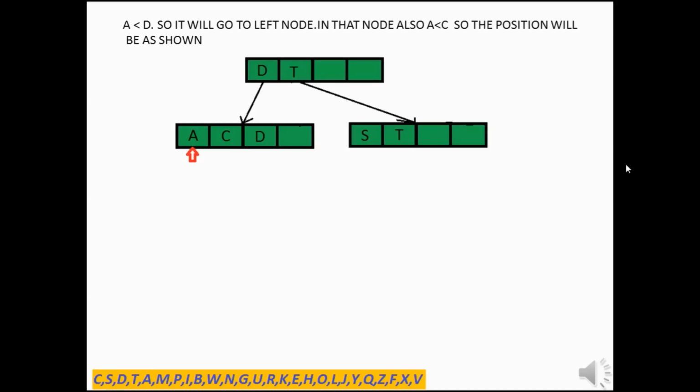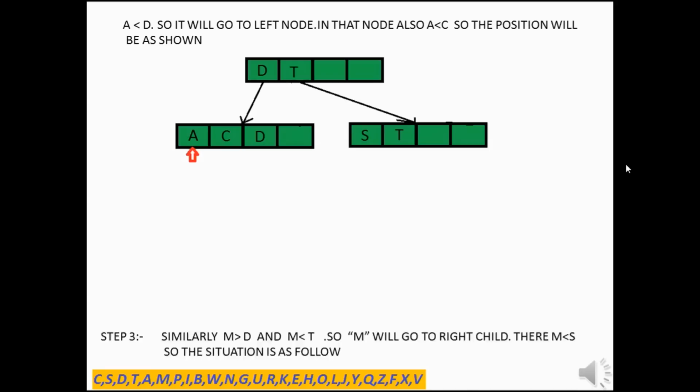So now we'll come to level 1. We have decided that A will come in the leftmost child node because A is less than D, so the leftmost child node is pointed to by the D. In that node we have C and D. Since A is less than C and D, it will acquire the leftmost position. So our insertion of letter A is complete.